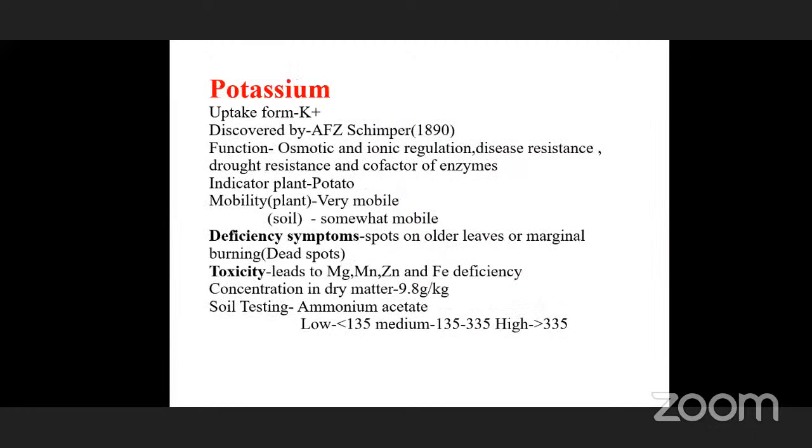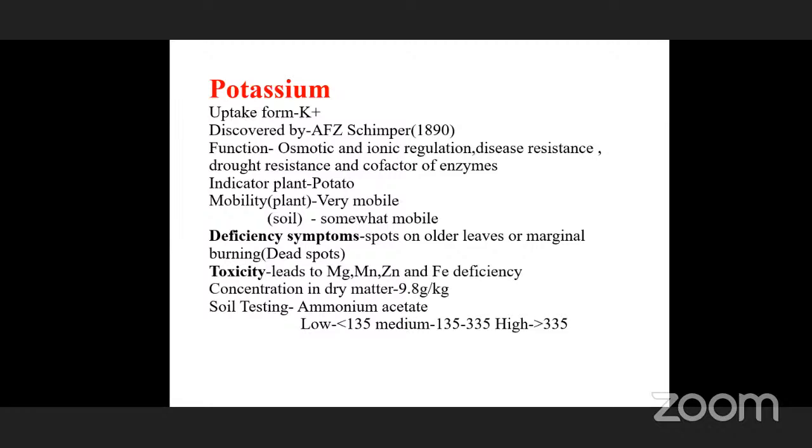Next is potassium. The active form of potassium is K plus. It was discovered by Schimper in 1890. The main function of potassium is the regulation of potassium ions, like osmotic and ionic regulation. It also helps in disease resistance and drought resistance because it maintains stomatal activity. It is also a cofactor of several enzymes.